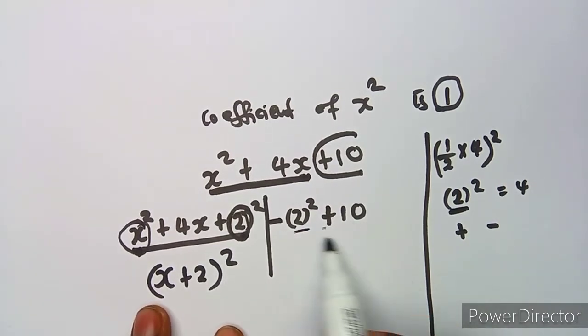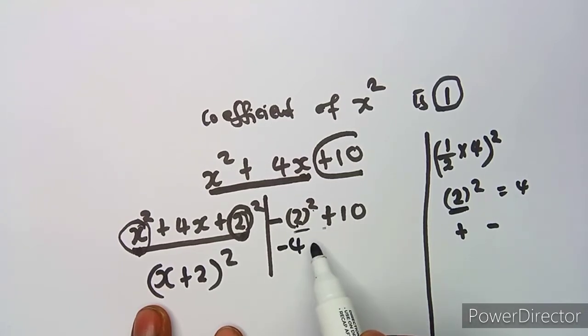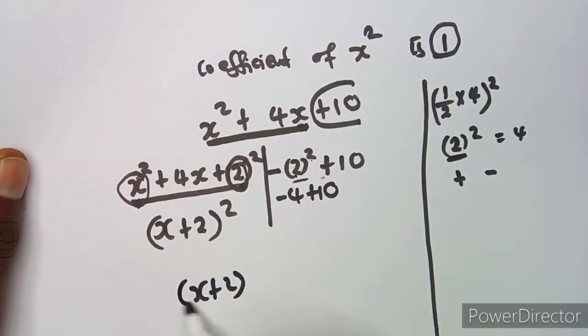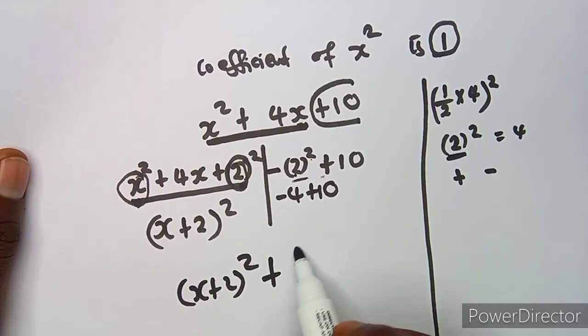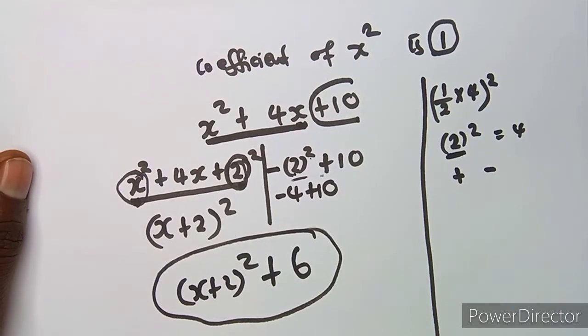Then you simplify this other part of the equation, which is minus 2 squared plus 4, which is simply minus 4. This is minus 4 plus 10, which is going to give us plus 6. So this will be x plus 2 squared plus 6, like this. So like this, I have completed the square, just like that, guys.